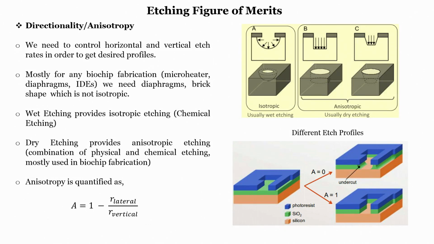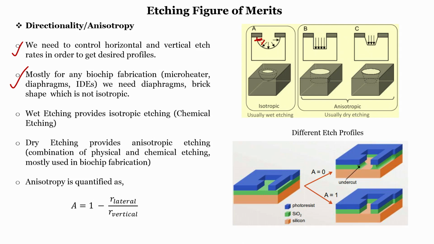Okay. Let us go to the next one, etching figures of merit. First one, directionality versus anisotropy. We need to control horizontal and vertical etch rates in order to get the desired profile, right. First thing, very important. So, second one is, mostly for any biochip fabrication like microheater diaphragms, interdigital electrodes, we need a diaphragm brick shape which is not isotropic, right. Wet etching provides isotropic etching.